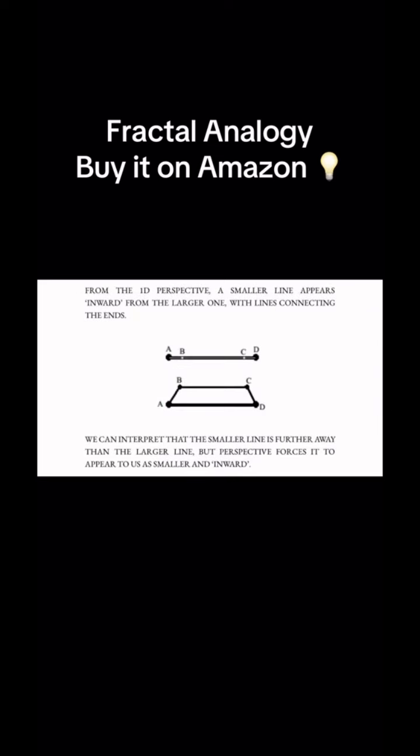From the one-dimensional perspective, a smaller line appears inward from the larger one, with lines connecting the ends. We can interpret that the smaller line is further away than the larger line, but perspective forces it to appear to us as smaller and inward.